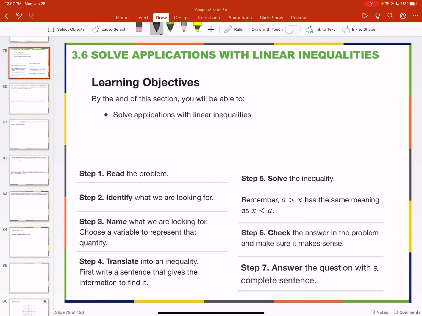Then once you identify what they're asking for, be it speed or time or distance or money or quantity or whatever, you use a variable to represent that. And then you can translate that into an inequality, depending on the language involved in the problem, like at most or greater than, less than, at least, that kind of stuff. And then you solve it, and then it should make sense. All right, so let's go ahead and get into it.